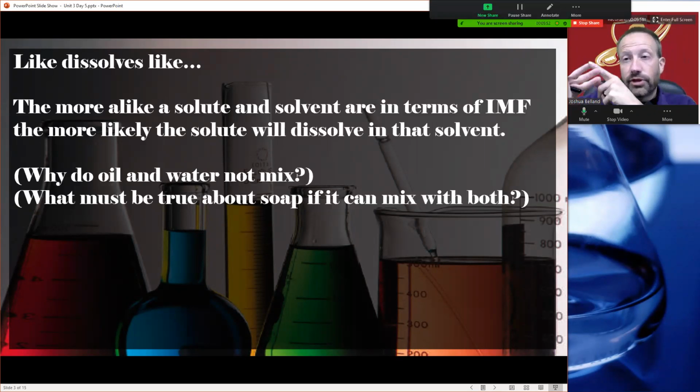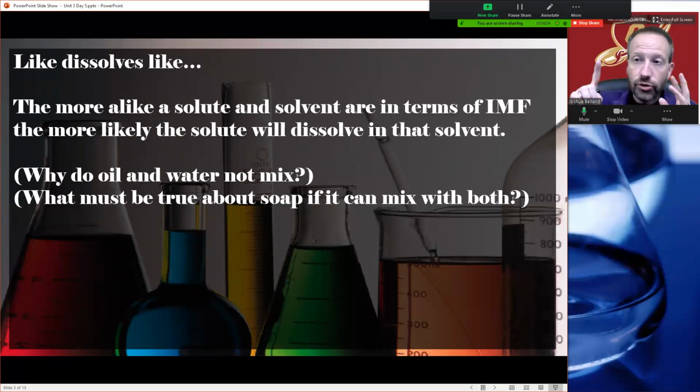Okay, so we're looking for things that can do hydrogen bonding or polar molecules or nonpolar molecules. So why do oil and water not mix? Well, water can do all three, but the strongest of that for water is hydrogen bonding. Oil can't do hydrogen bonding, and oil's not even polar usually. Oils are usually considered nonpolar, and so they can only do London dispersion forces. Well, they're very different in their IMFs. Yes, water can do a little bit of London dispersion forces, but it really is set up for hydrogen bonding. So oil and water do not mix well at all for that reason.